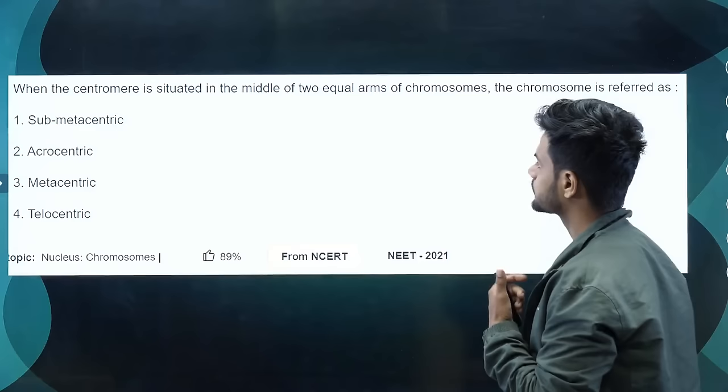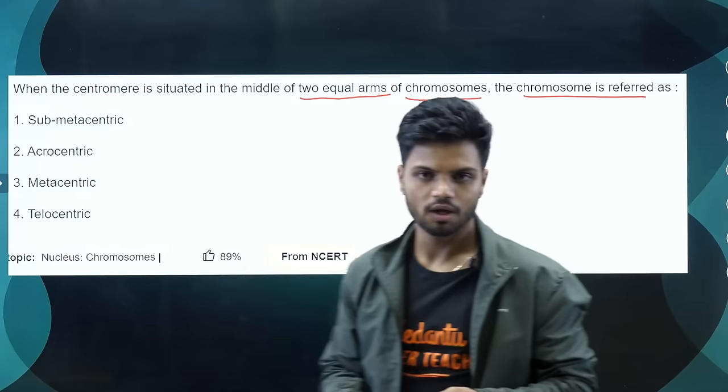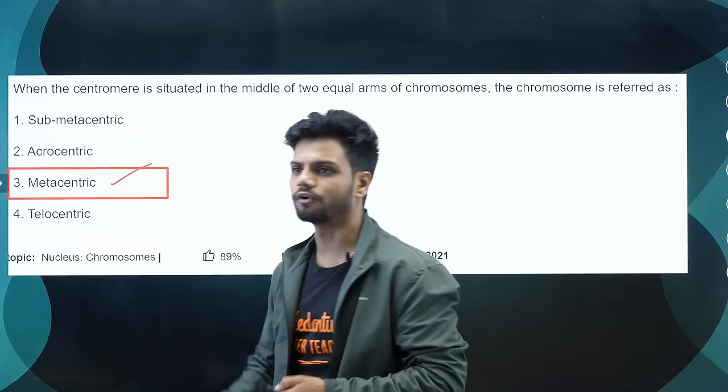When the centromere is situated in the middle of the two equal arms of chromosome, the chromosome is referred to as, all of you know, if the centromere is in the middle, it is called metacentric. M for middle, M for metacentric in nature.